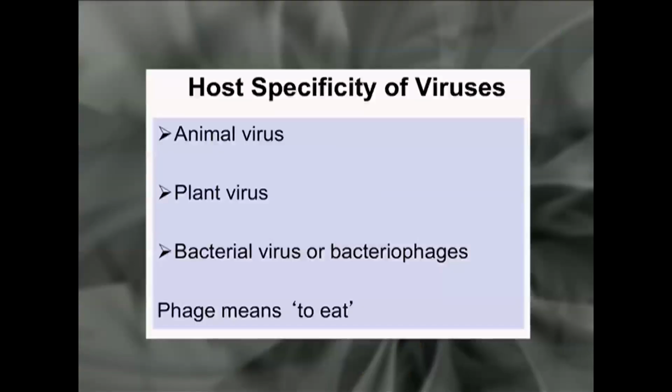Dear students, today I will discuss a single-stranded DNA bacteriophage called ΦX174. Bacteriophages are viruses, and viruses are very specific about their hosts. Some viruses infect animal cells, some infect plant cells, and some infect bacterial cells. Since they destroy the bacterial cells after growing, they are called bacteriophages.